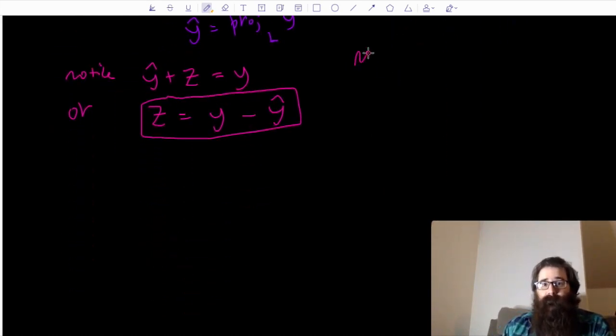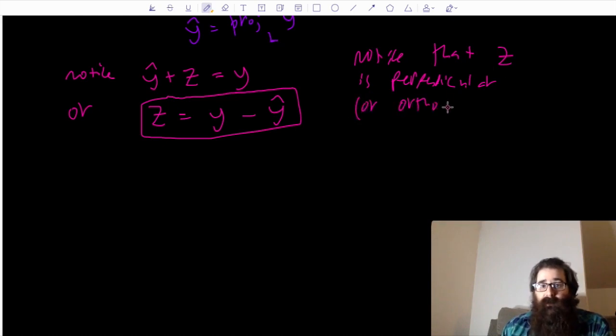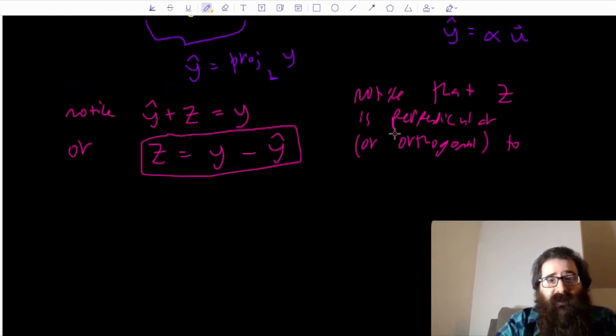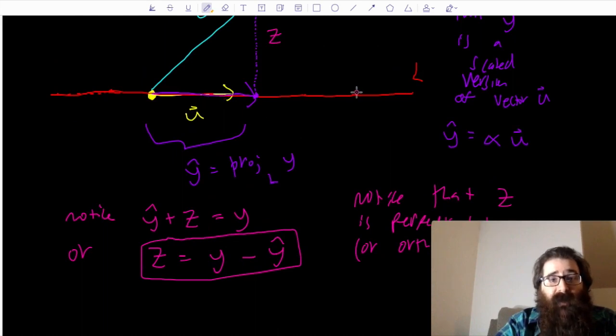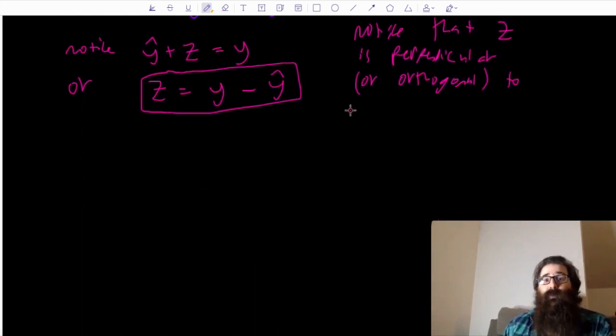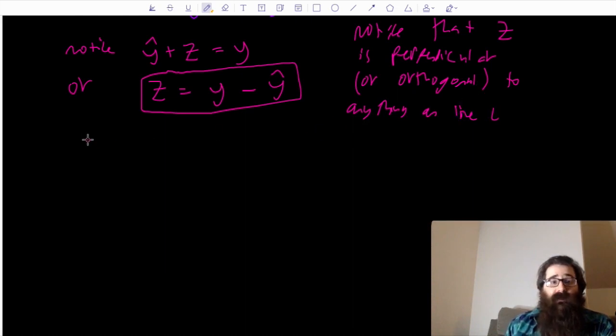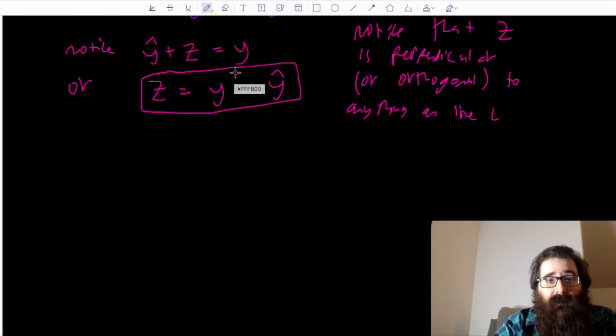We'll say, notice that z is perpendicular, and here we can use our favorite word, orthogonal, to, and really, I don't have to say orthogonal to the projection. It's orthogonal to anything on line L. So we'll say it's perpendicular or orthogonal to anything on line L, which then in particular, let me switch back to my regular chalk.